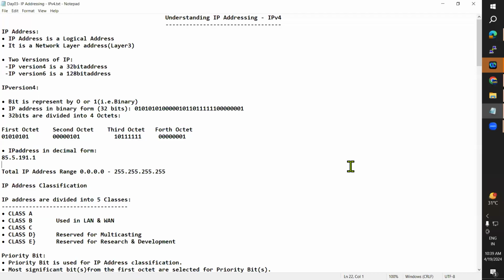Hello all, good morning. Today we are going to discuss IP addressing. It is a CCNA concept, but we need a clear-cut understanding of IP addressing. Though we are Windows administrators, we should understand IP addressing clearly. At least we should have a basic understanding.